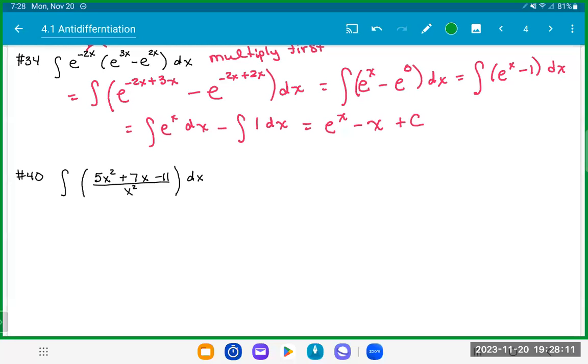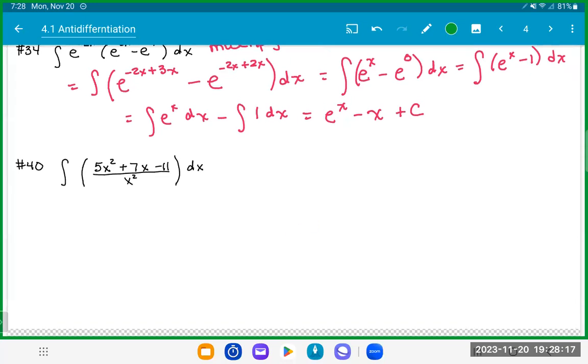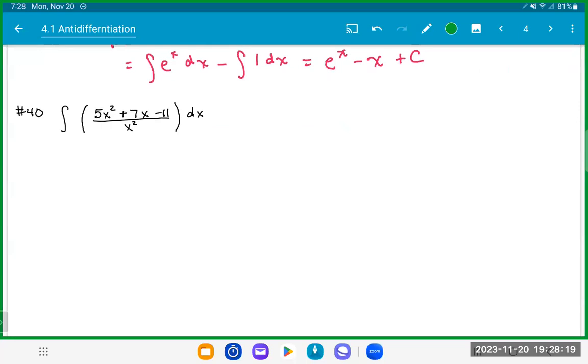All right, so let's look at the next kind of problem. It's a little bit more involved. It has some more steps. So the first thing I'm going to do is bring that x squared up into the numerator. If I do that, that gives me the integral of 5x squared times x to the negative 2, plus 7x times x to the negative 2, minus 11 times x to the negative 2, dx.